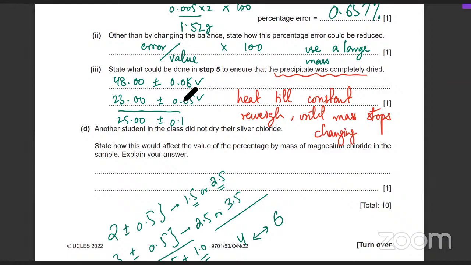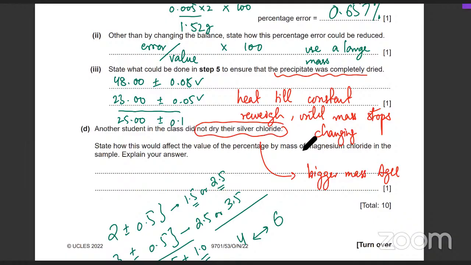That's the next one. Another student in the class did not dry the silver chloride. State how that would affect the value of the percentage by mass of magnesium chloride. Now, if he's not drying it, he's going to get a bigger mass. Like if you don't dry it, then obviously the mass will be bigger because it will contain water as well. So he will assume that he's got a bigger mass of AgCl. So if he has a bigger mass of AgCl, how would the value of the percentage by mass change?